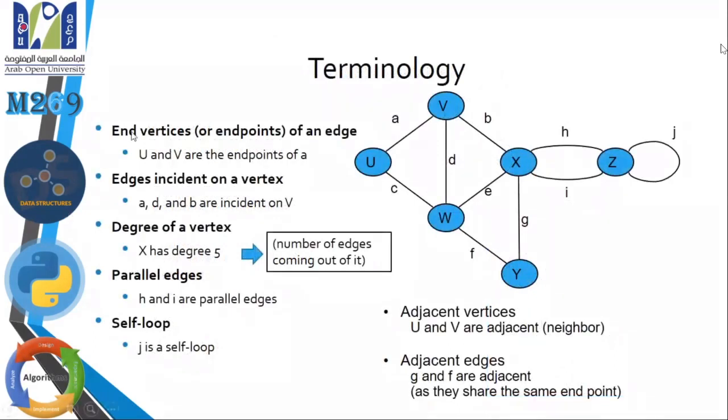Now, end vertices means the end points of an edge. An edge is the way, the path, the arc. So that is A, for example. What are the end points of A? V and U. What are the end points of D? V and W. What are the end points of E? X and W, and so on. So U and V are the end points of A. That is a terminology.